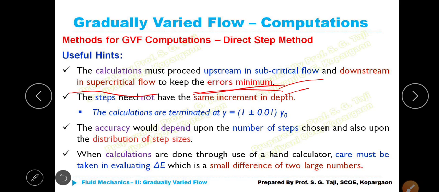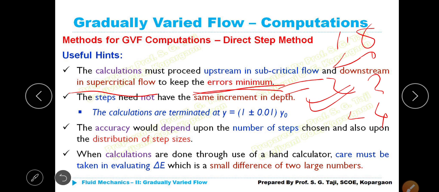The steps need not have the same increment in depth. Even that increment can be changed. For example, 1.8 meter, 2 meter, 2.2 meter, 2.4 meter. This is at an increment of 0.2 meter. This can be changed also. There is no hard and fast rigid rule. The calculations are terminated at y equal to 1 plus or minus 0.01 multiplied by y0.